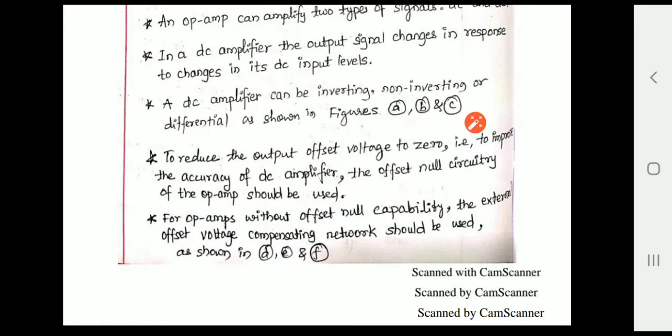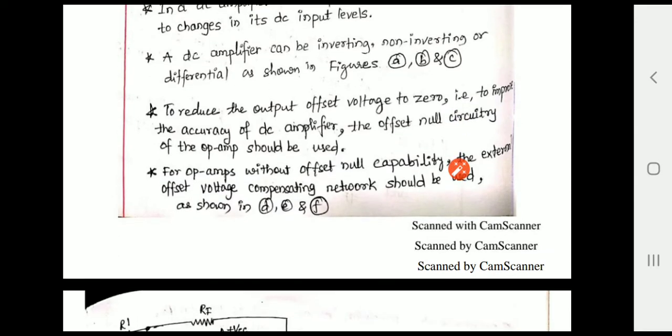Similarly, we need to reduce the output offset voltage to 0. For an op-amp there is an offset voltage present. Offset voltage is when the op-amp is off, there is a little bit of voltage present on the input side and the output side of an op-amp. We call this the offset voltage, without any input or supply. You have to reduce that offset voltage to 0 before the op-amp is turned on.